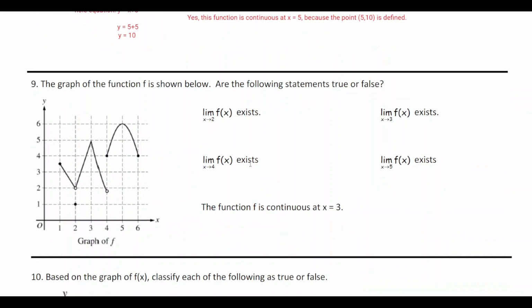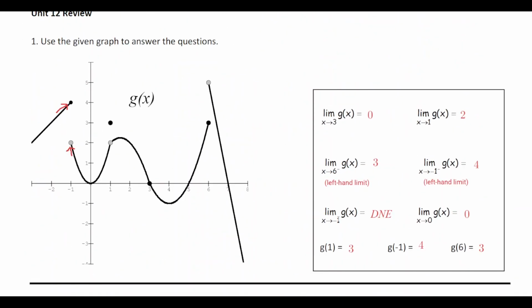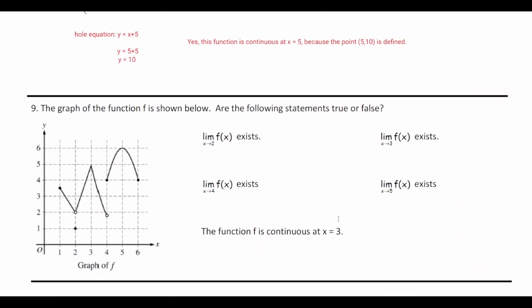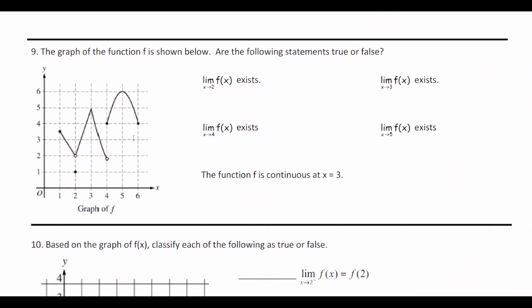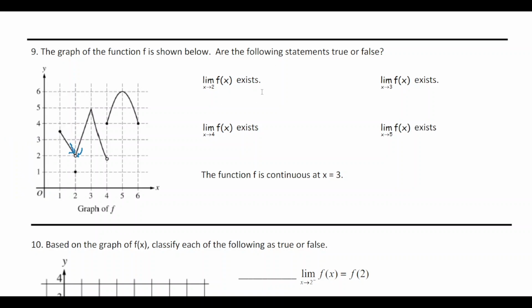Number 9, we've got another one of these limit problems. We had one of these like at the very beginning. Okay, so same kind of questions here. Does the limit as x approaches 2 exist? Well, yes, because you can see that the left-hand limit equals the right-hand limit. It doesn't matter that the value of the function is not equal to the limit. The limit does exist, and in this case, it equals 2.